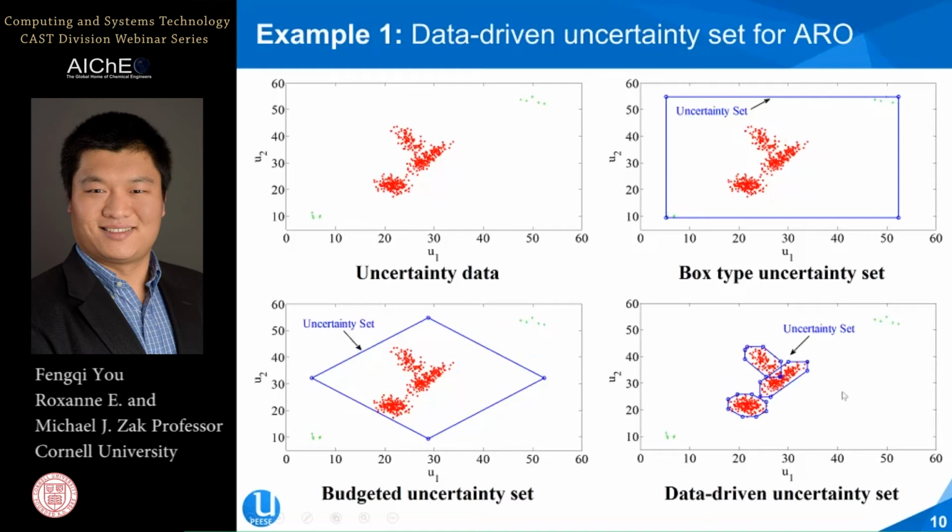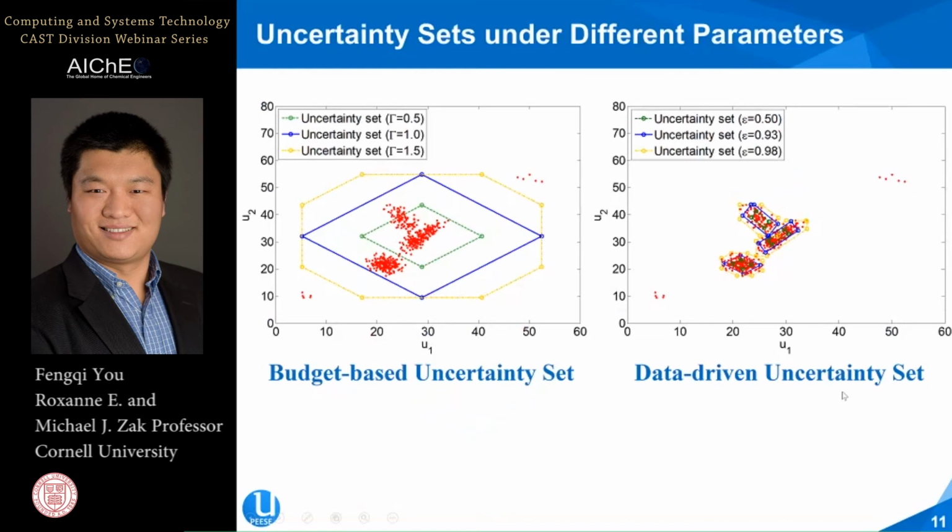Taking a step further, you can always adjust the parameters, which you may know about in the budget uncertainty set. You can always adjust the budget parameters, changing from 1, which is the blue area, to 0.5, which is the green area, or to 1.5, which is the yellow one, with different shapes. And you could do the same for the data-driven set, just adjusting these parameters and changing this data coverage area from 15% to 93% to 98%. So that's a simple example to illustrate the power and the applicability of the data-driven approach.